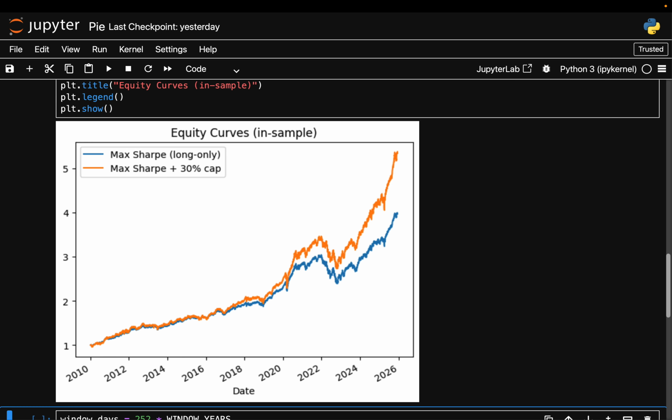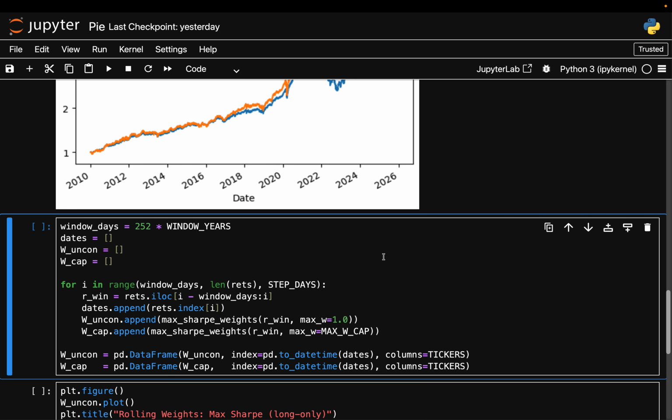To look at stability, I just rerun the whole optimization on a rolling window. This is happening here. Every few weeks, I re-estimate the inputs using the most recent 3 years of data. This lets us see how sensitive the solution is to small changes in estimates. So let's run this and take a look at the rolling weights.